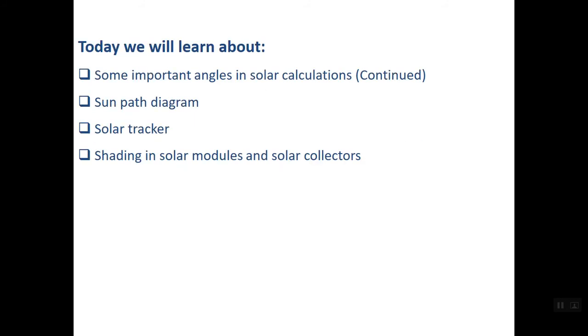Today we want to learn about some important angles in solar calculation, in continuation of the previous topic. Sun path diagram is introduced, and you can see how important it is in our calculations. A short discussion on solar tracker or solar tracking, and shading in solar modules and solar collectors will be introduced.